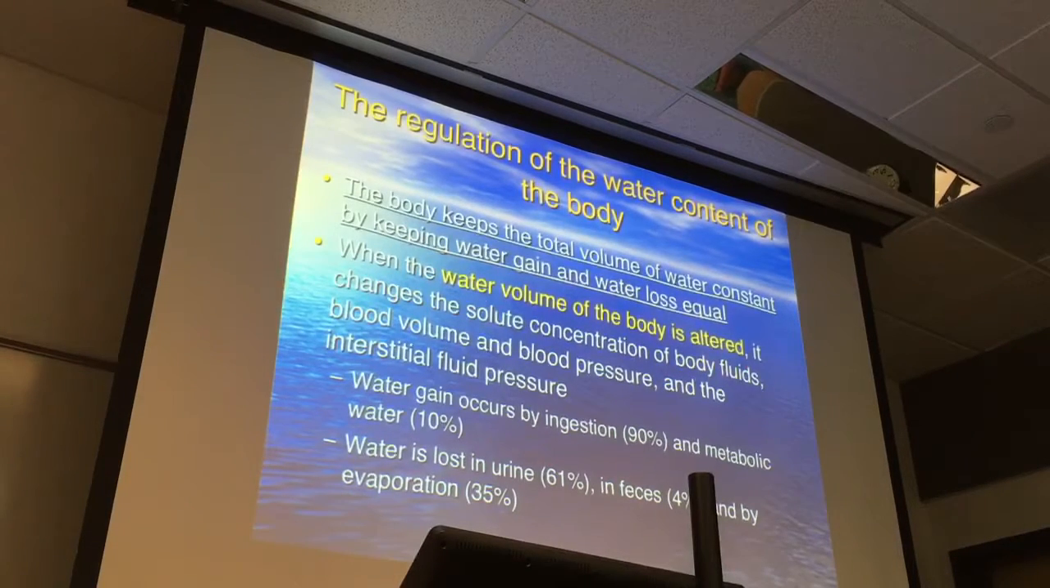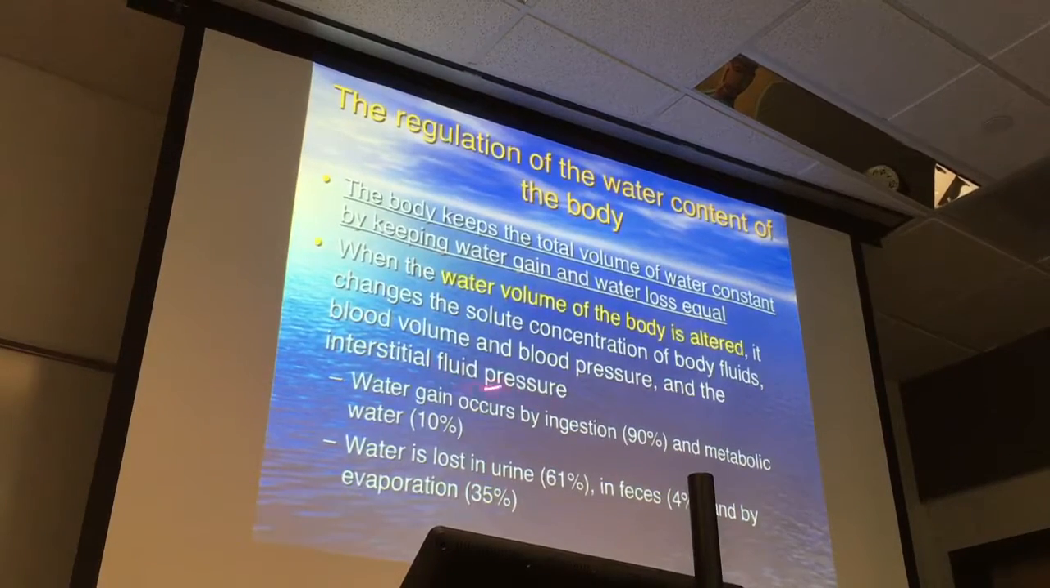Okay, when the water volume of the body is altered, it changes solute concentration of body fluids. Is that being monitored? Yes, in the hypothalamus, in the around the neurons that release ADH. It changes blood volume and blood pressure. Is that being monitored? Yes. And also, it changes interstitial fluid pressure.